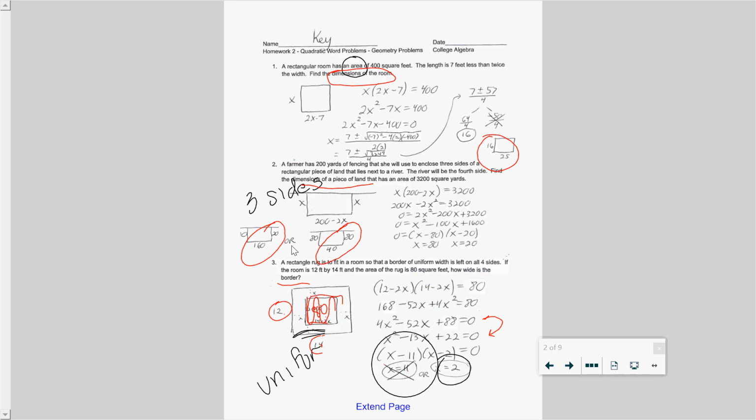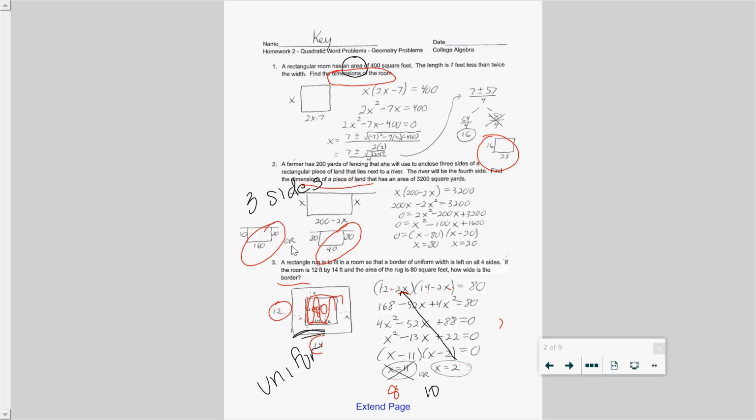Exactly. 11 is too big for the dimensions that I have. So when I take 2 and plug it in, 12 minus 4 is 8. That's okay. Plug a 2 in here, 14 minus 4 is 10. That's okay. So you're right, 11 is too big. Okay.